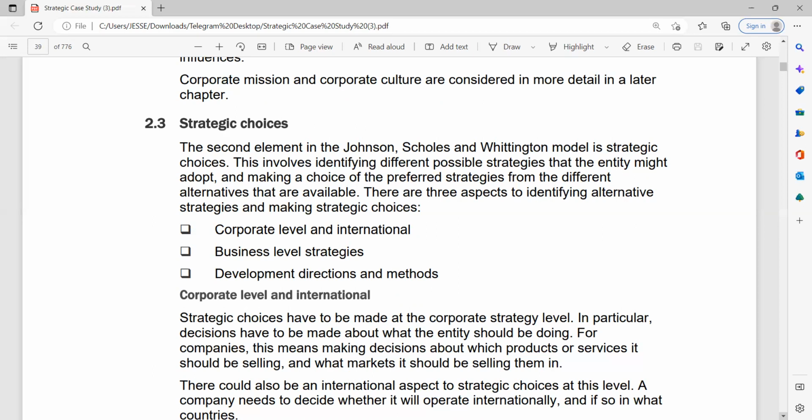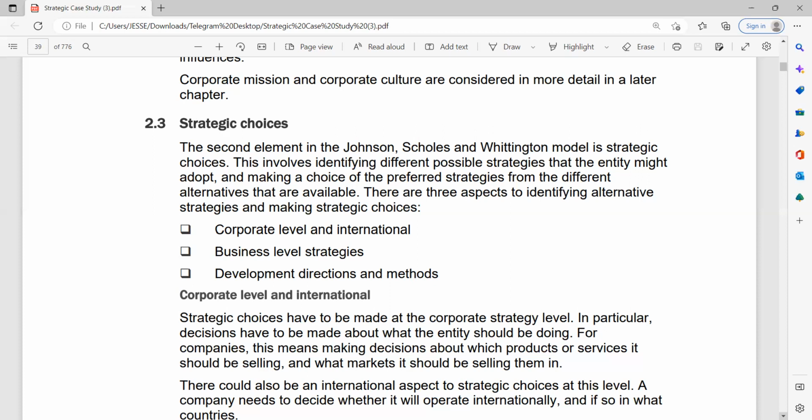Under strategic choices, the company is trying to identify possible strategies that the entity might adopt and make a choice of the preferred strategy. So under strategic choice, the entity is trying to look at what are the possible alternatives here? What are the possible alternatives? And then the entity would make a choice out of that.